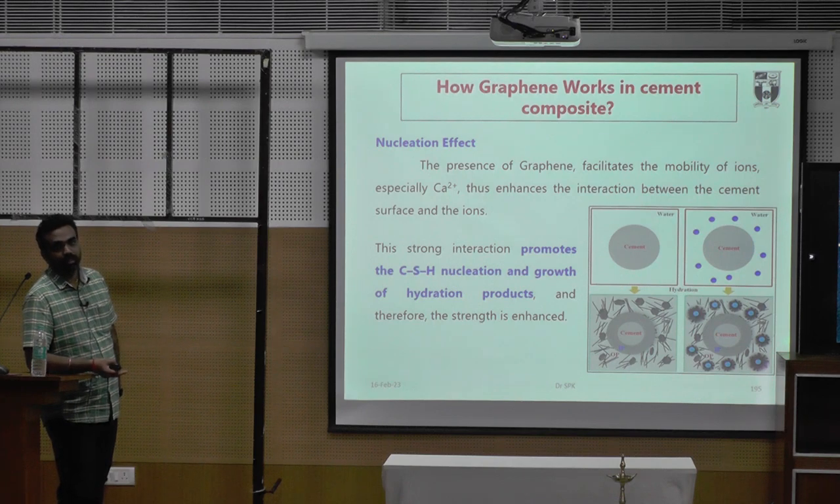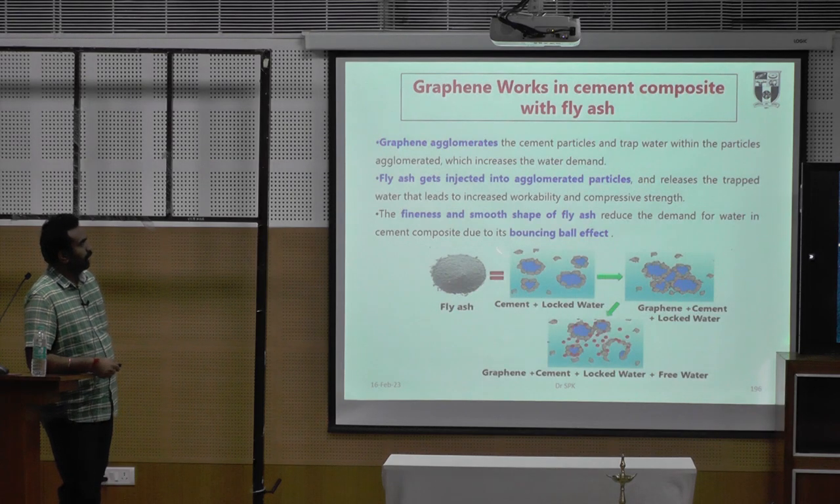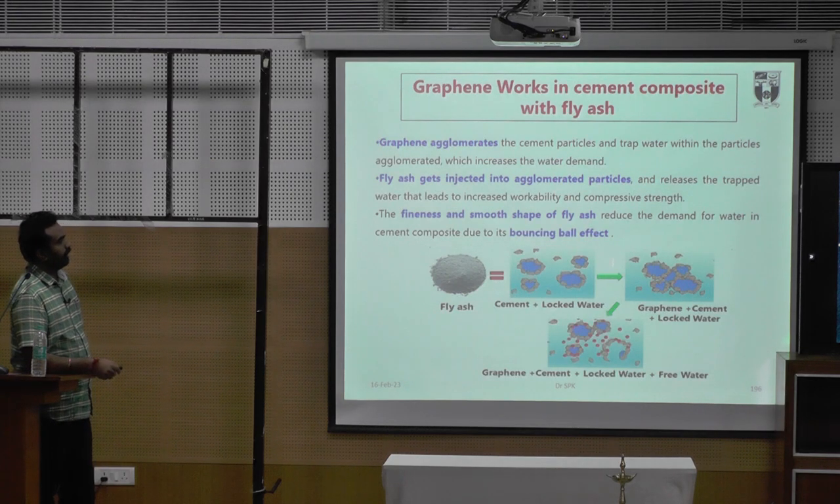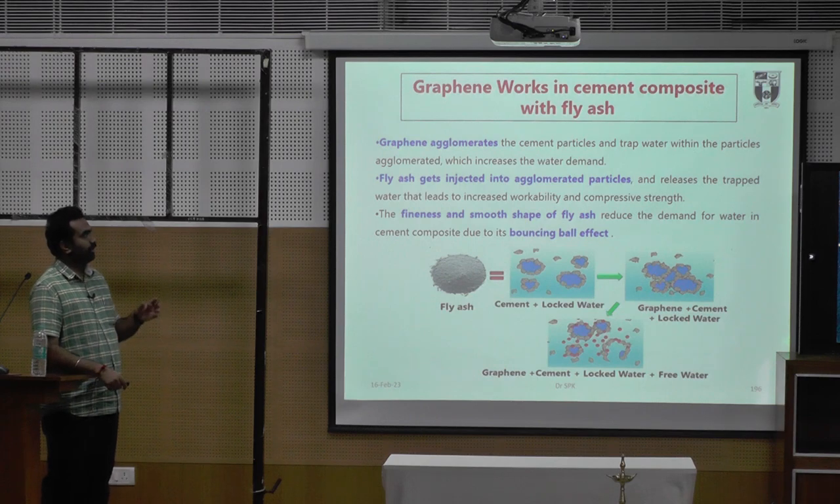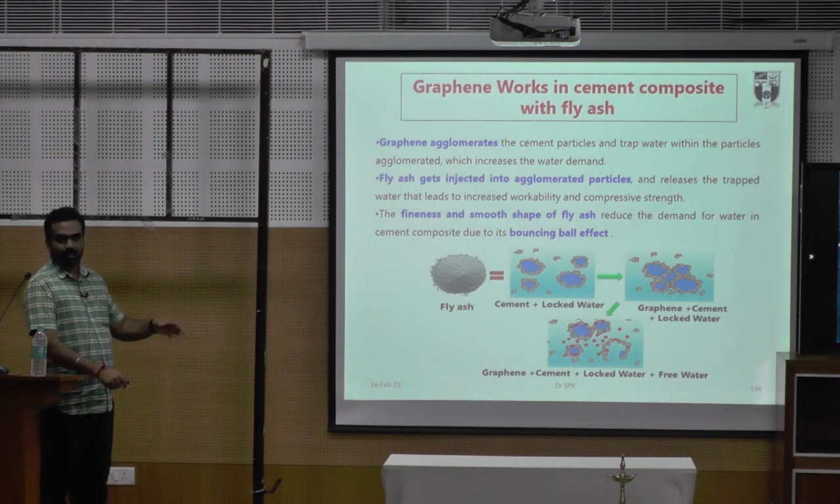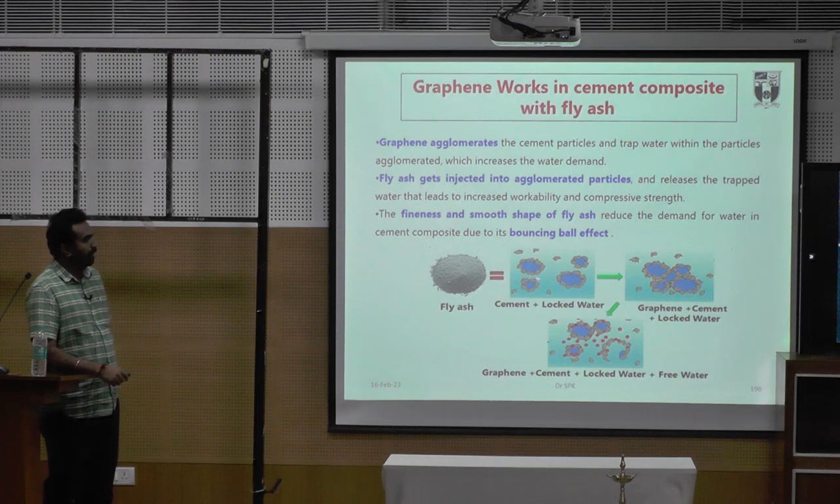But if you get it in a dispersed form, it is higher than 8,000. So we are working on it. We will be coming to a conclusion with the production of graphene as well as its conventional usage in the construction industry also. We are working on it.